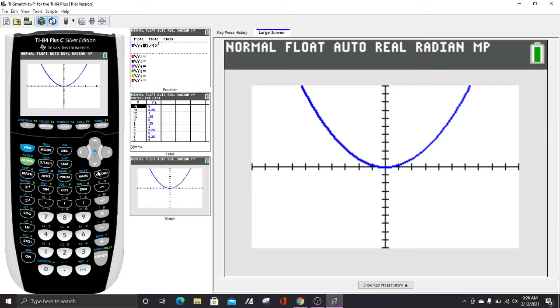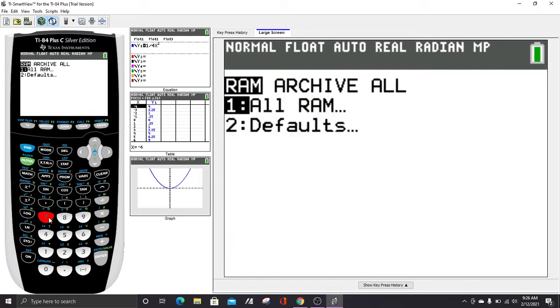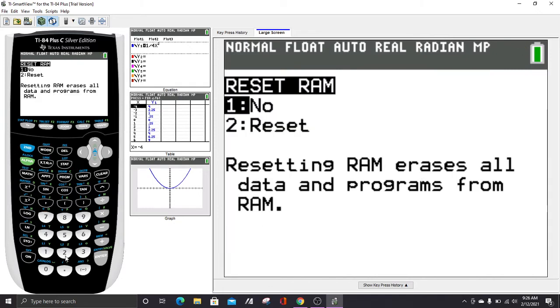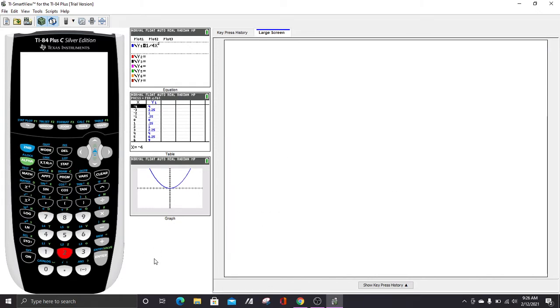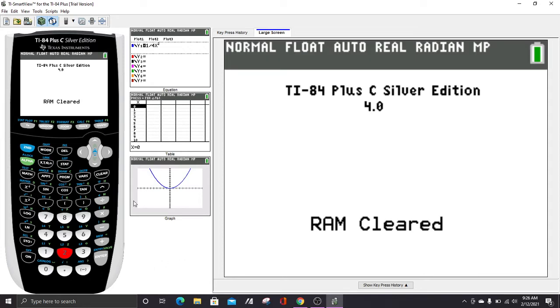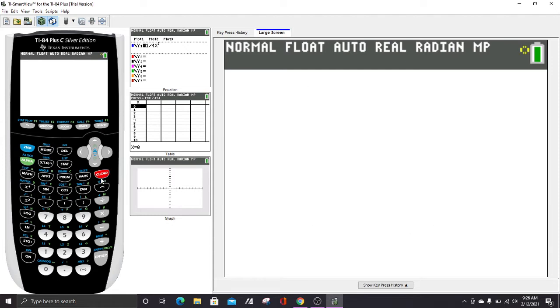So let's do our normal clearing. Second plus 7, 1, 2. And that should clear your RAM. And then we have everything cleared on our calculator. It's taking a minute for mine to clear, okay? And that way we don't have anything in there that can mess us up. And it should say RAM cleared. Remember, if you want to get rid of this, you can just hit your clear button, okay? But again, we're going to be working back in our y equals area.